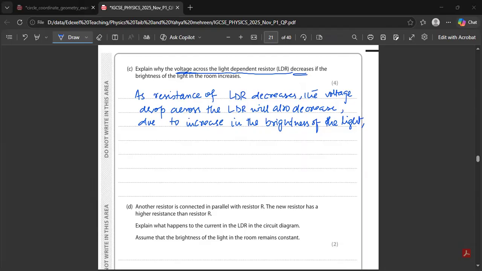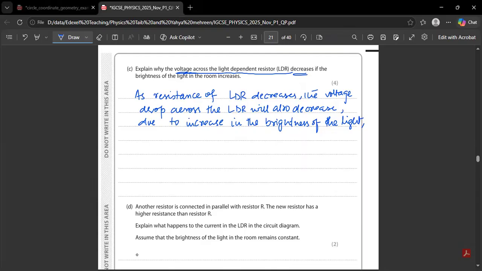So what will happen if the resistance decreases? What will happen to the current? More current passes through when there's less resistance. So the current would increase as resistance decreases. So there's no need to mention this point again and again, right?